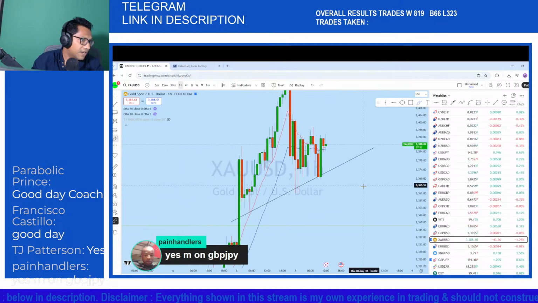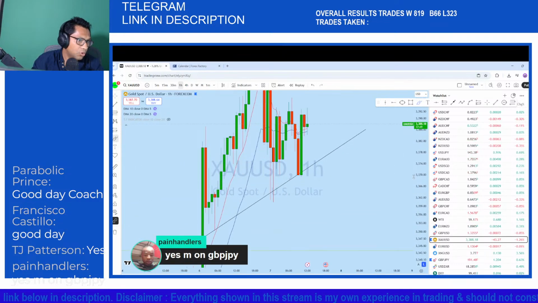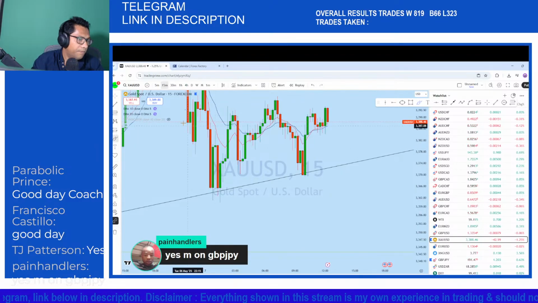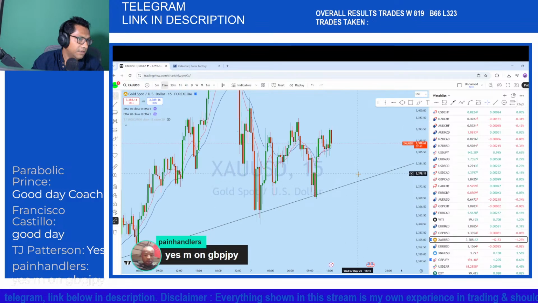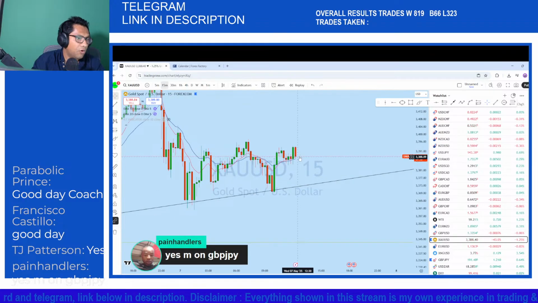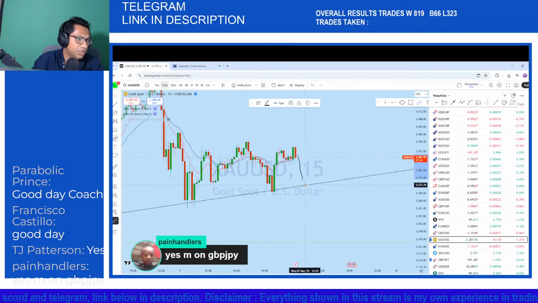Now this is currently a bull market, so we will not be looking for any selling opportunity at the moment. Rather, we'll be waiting for potentially a bullish move in that market.